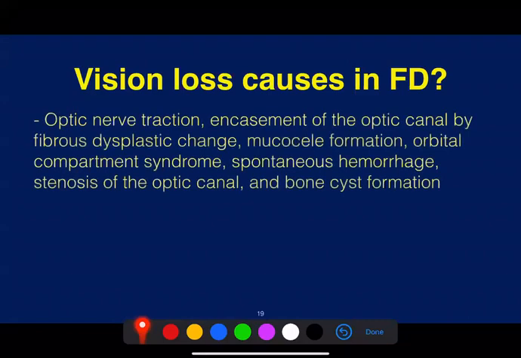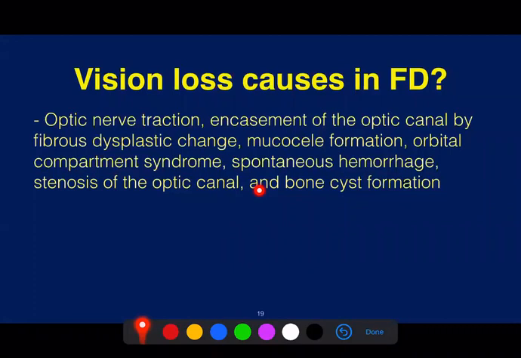Okay, so this is a textbook answer, but the most common cause that you may encounter is optic nerve related, like optic nerve traction, encasement of the optic canal by the dysplastic bone, or stenosis of the optic canal. Orbital compartment syndrome is usually a late stage.